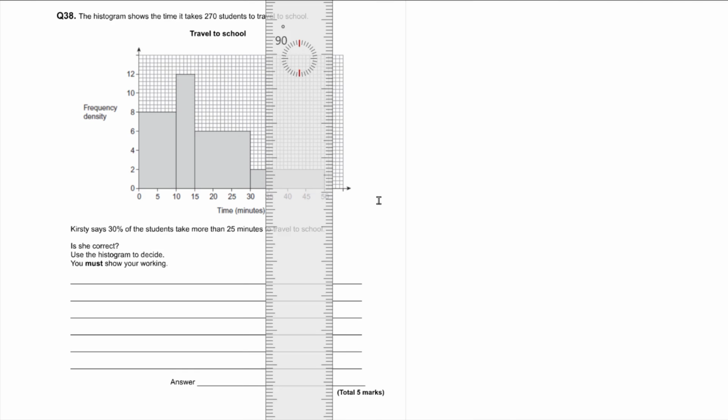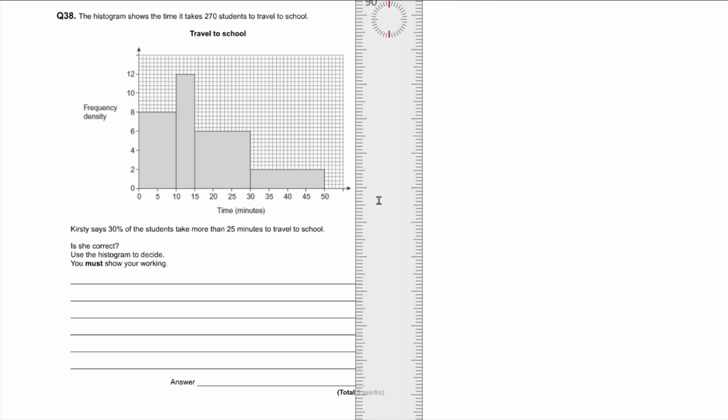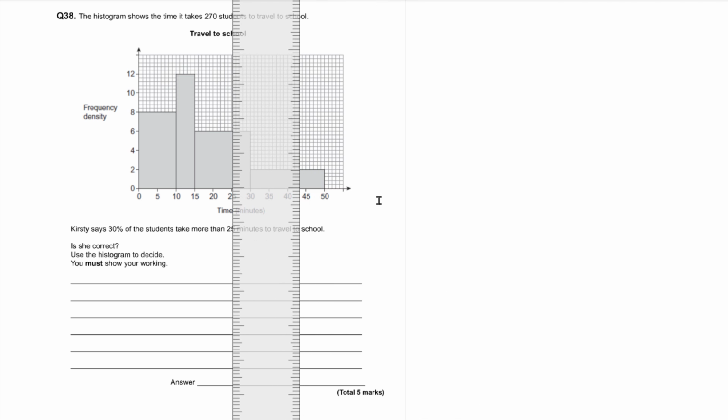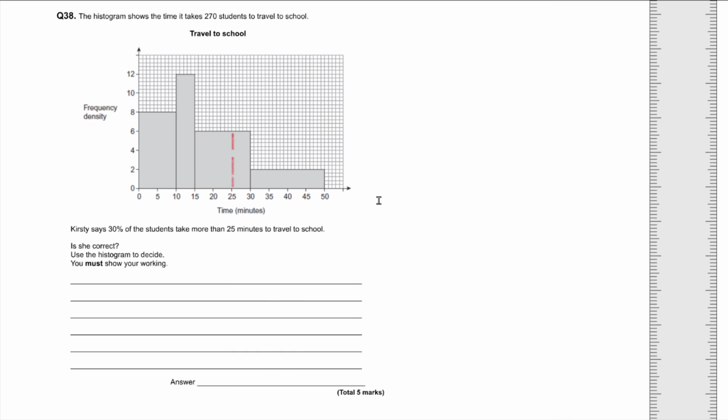Okay, so what we're going to do, we're going to find 25 minutes on the graph, and we're going to draw a line. So it's a little bit like the first question, in that we're then going to have to work out the area of the bit to the right of that line, aren't we? Okay, so we need to find this area, this part of this bar, and then the area of this bar here. Okay, and then add it together. That should be the number of people who took 25 minutes or more to travel to school, and then we can work that out as a percentage of the total.